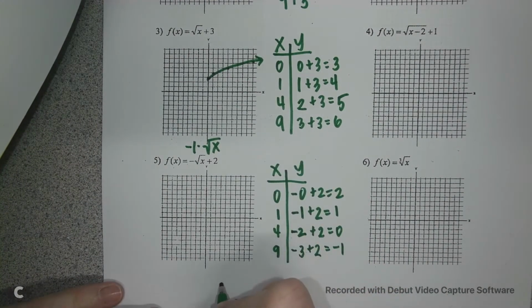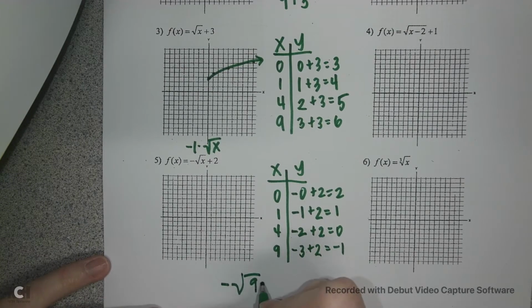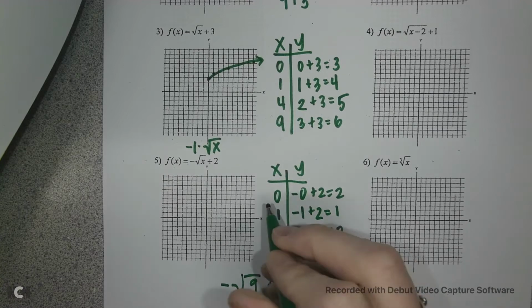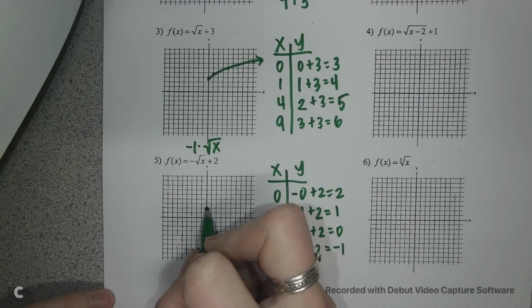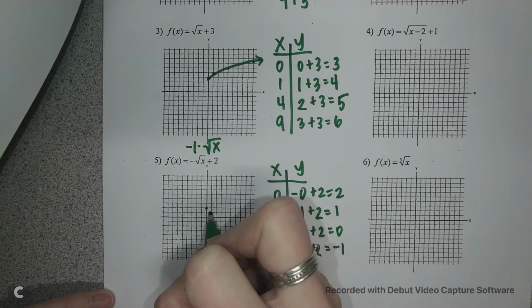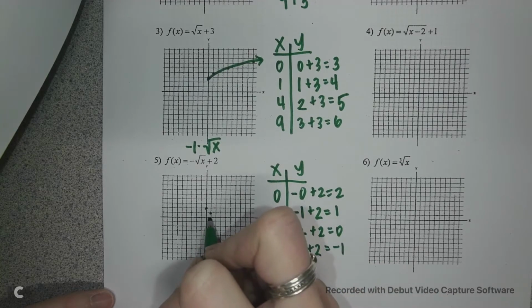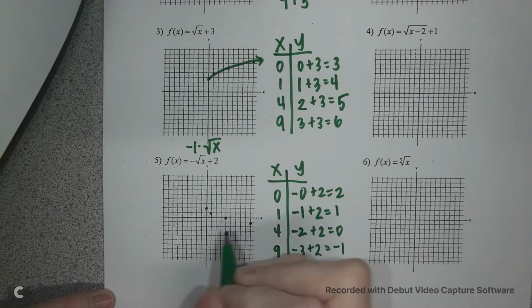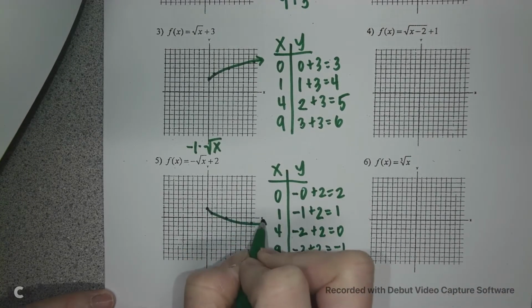You can always just plug this in here. So if you wanted to, you could take negative square root of 9 plus 2 in your calculator and you'll get this answer. Okay, so then we graph our ordered pairs. We've got (0, 2), (1, 1), (4, 0), and (9, -1). And then we're going to connect our dots.